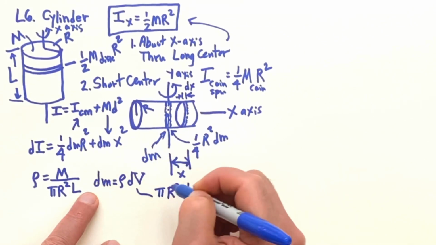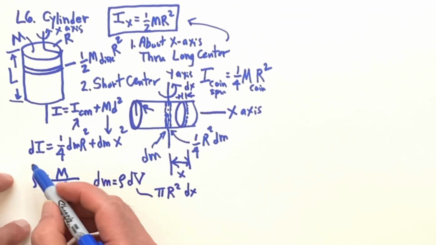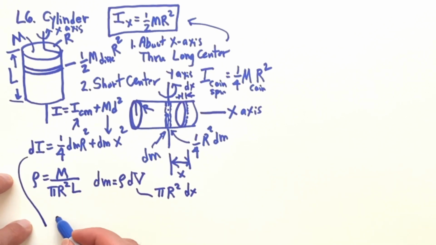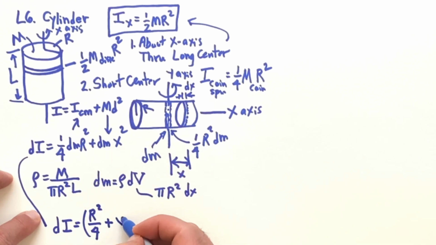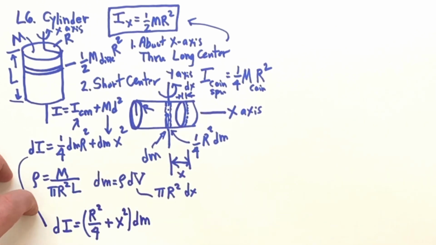So this has to be put in both of those places, but we can just go ahead and factor and say dI is going to be equal to big R squared over 4 plus x squared, and the dm is in common to both of those.